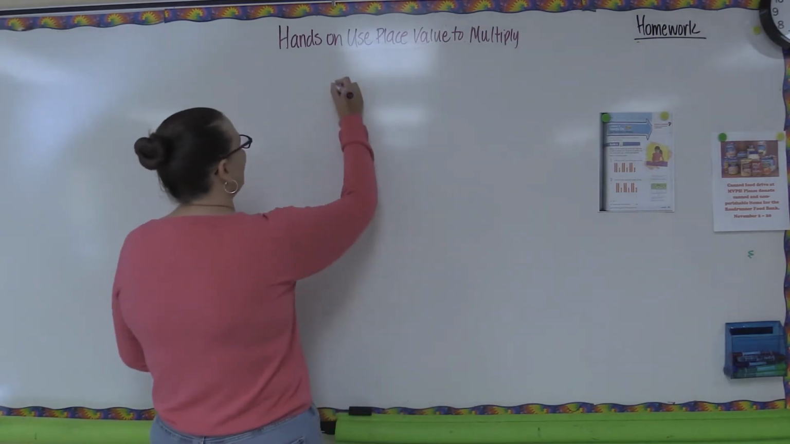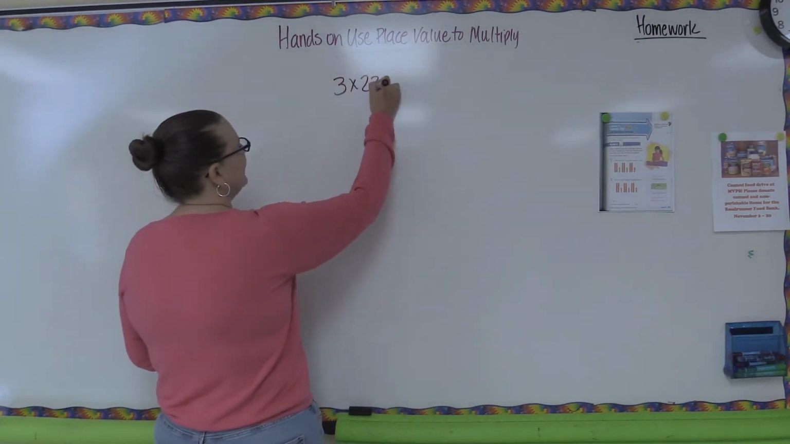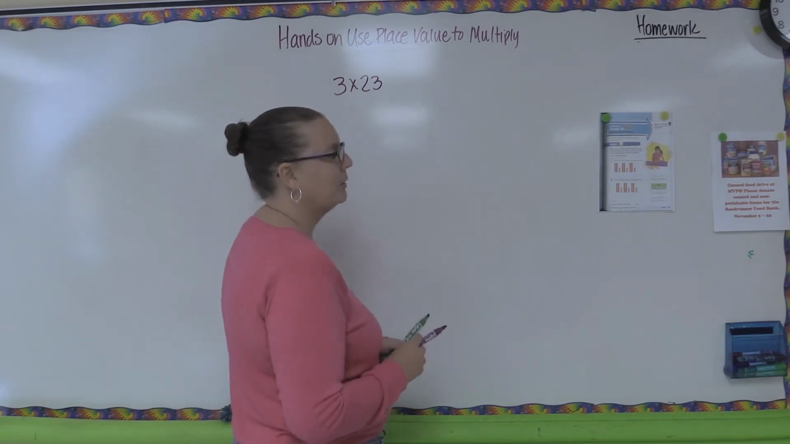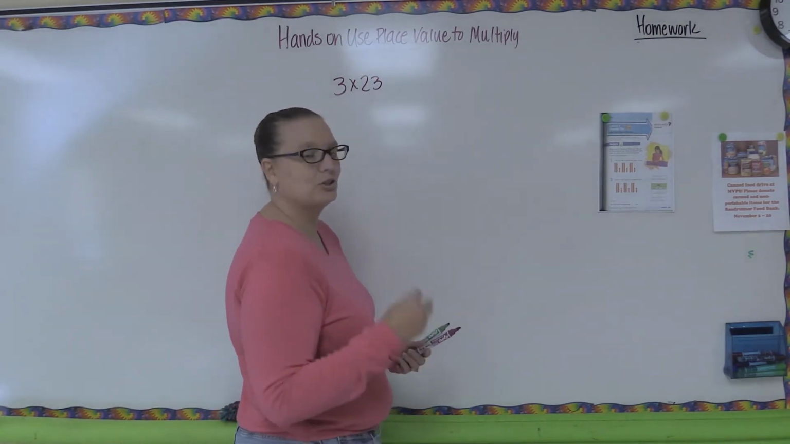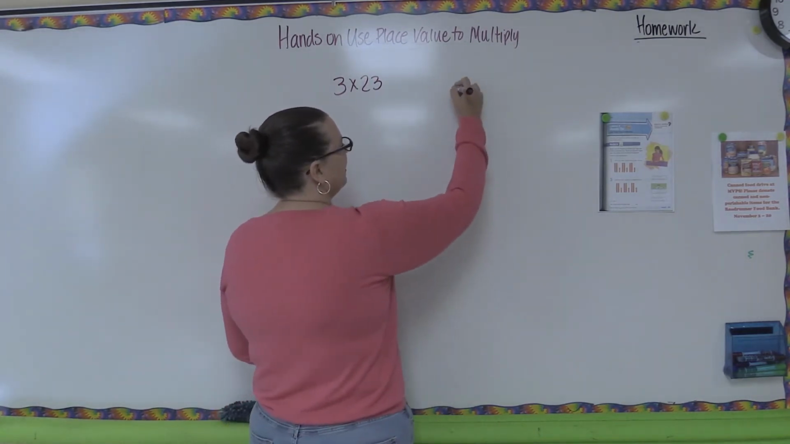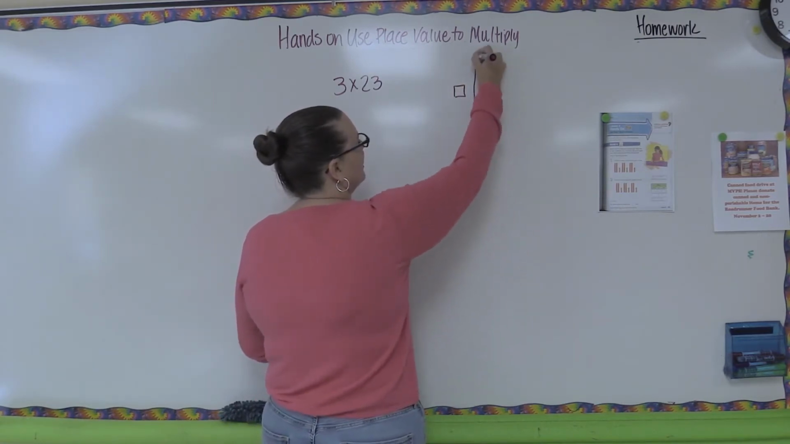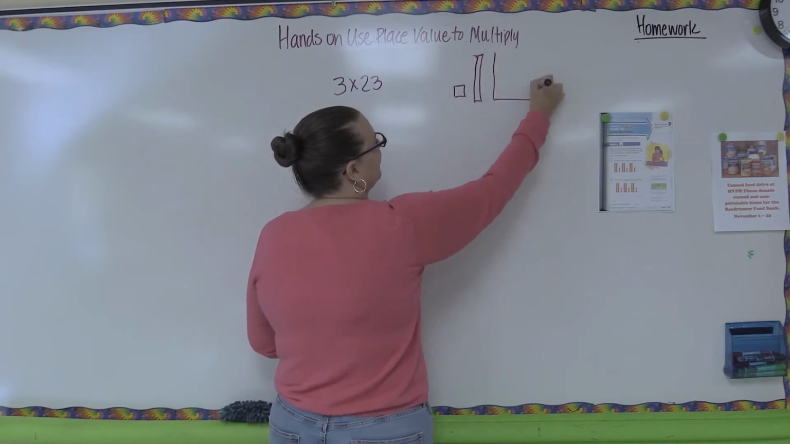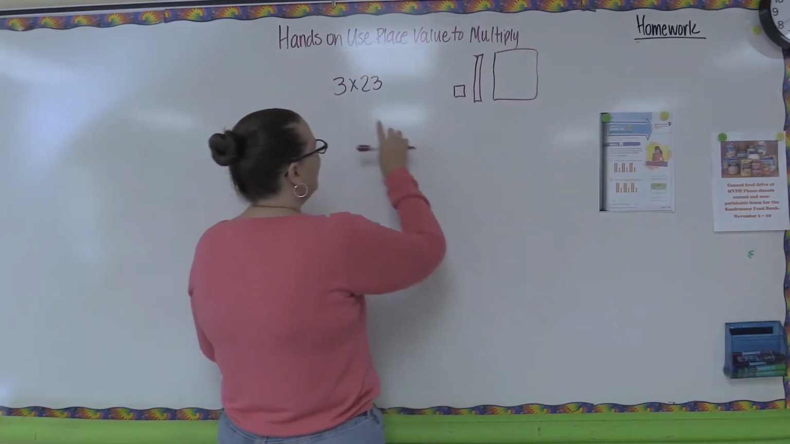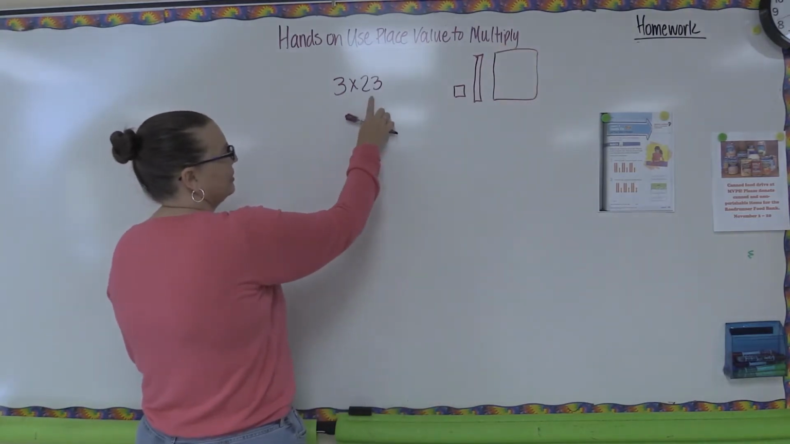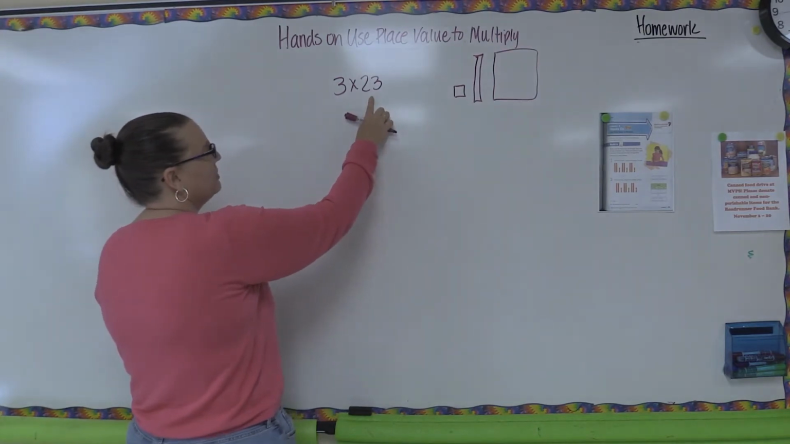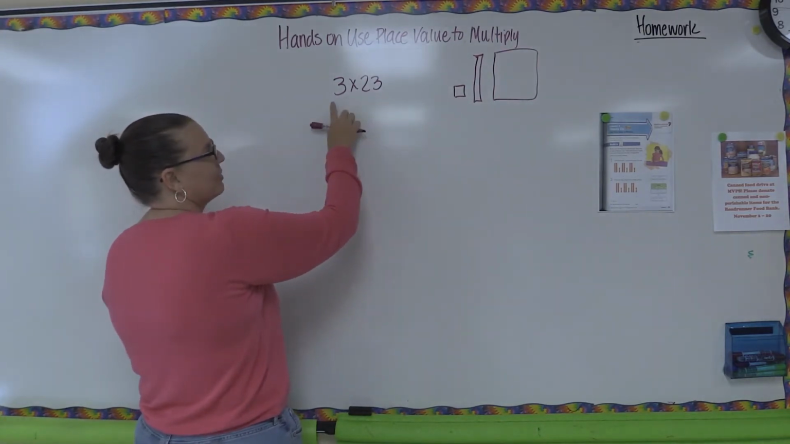So here's the initial problem. And they're asking us to use place value models to help show what that looks like. So just a reminder, in base 10 blocks, our little square is our 1, our long stick is our 10, and our big flat is 100. So we are going to model this particular multiplication problem. We're going to be showing the number 23 3 times.